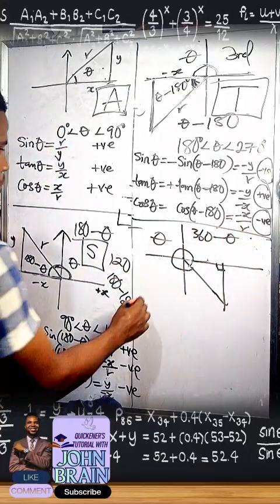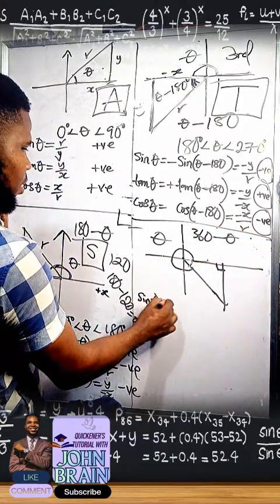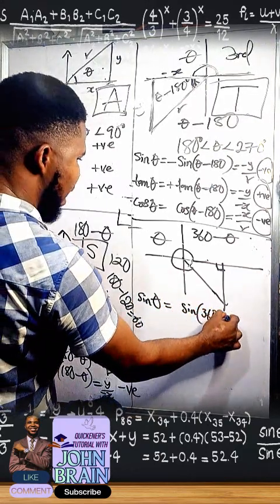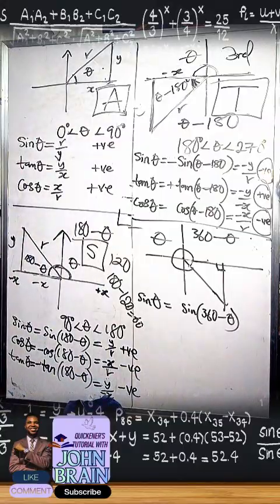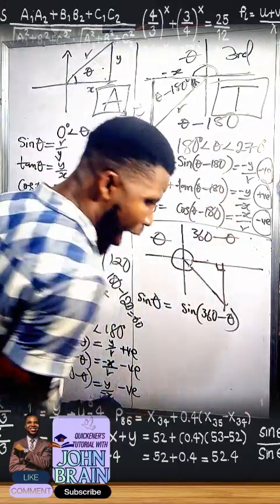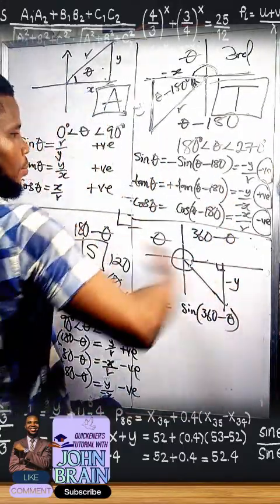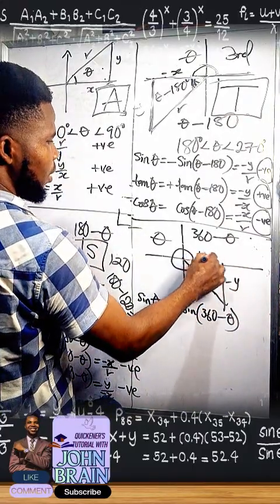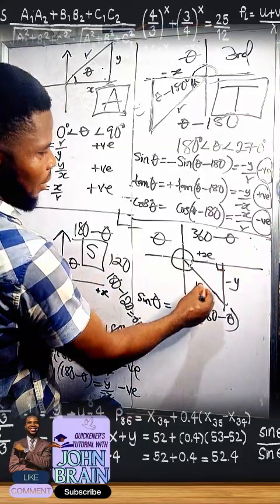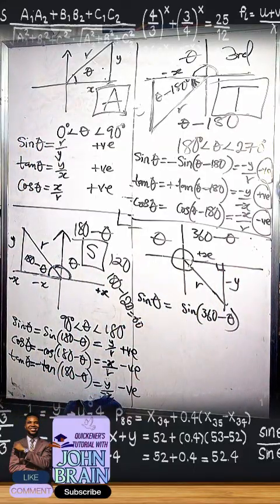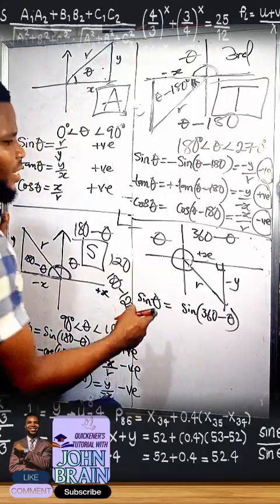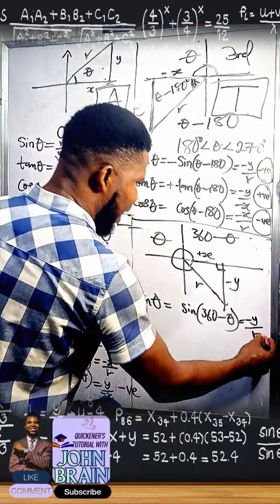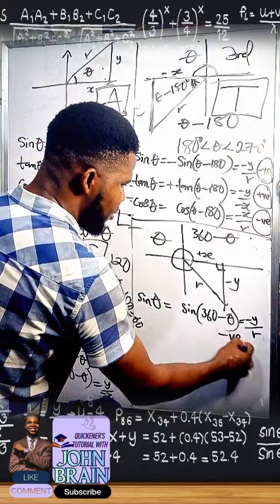Okay? So, sin theta is equal to what? Sin 360 degrees minus theta. Let's get the ratio. This is y down, this is minus y, but this is positive for x, and this is our r. Our r is always positive. So sin theta is opposite over hypotenuse, that's minus y over r. That is negative. Can you see that?